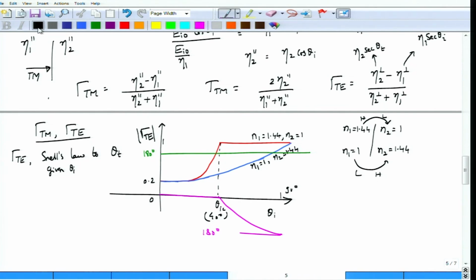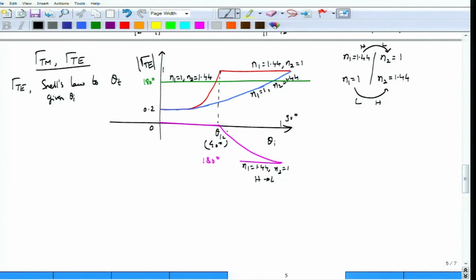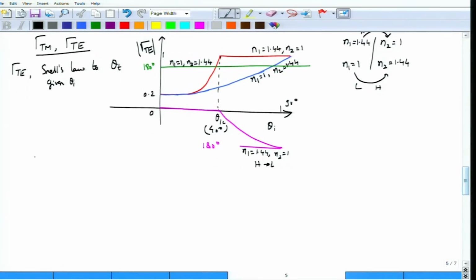This is the case where n1 is equal to 1.44 and n2 is equal to 1; you are going from high to low refractive index, and this 180 degrees, whether it is plus 180 degrees or minus 180 degrees, does not really matter, but it is remaining constant. This is the case where n1 is equal to 1 and n2 is equal to 1.44. We will come back to what this critical angle is in a few moments, but before that let us try to plot gamma Tm.